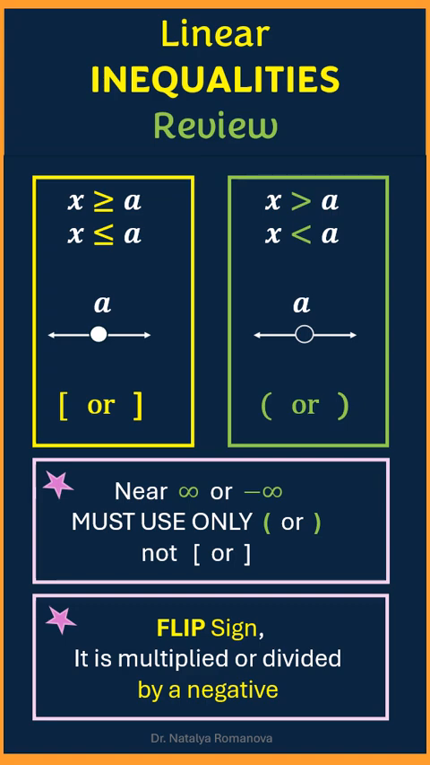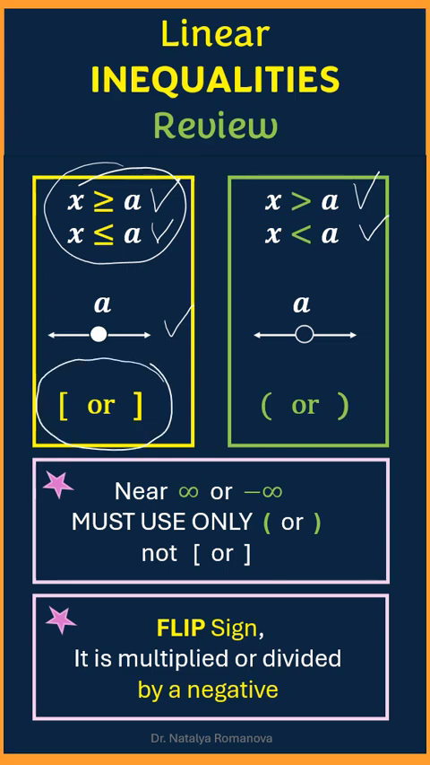We have in math 4 types of inequalities: x greater than or equal to a, x less than or equal to a, x greater than a, x less than a. When x is greater than or equal to a or less than or equal to a, we use a full dot at a for the inequality graph to show that a is included. We must use brackets to write the answer.